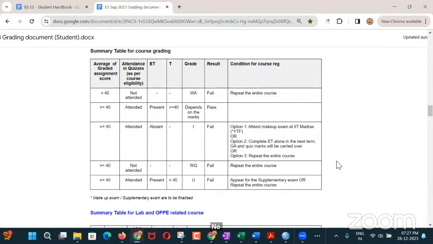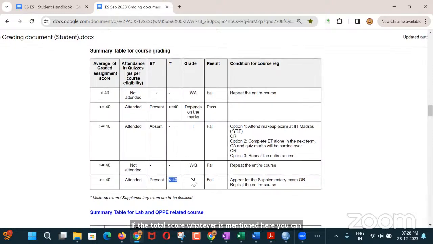If we add that bonus, will that increase it? Can we use that bonus mark if it is very close? You should include that bonus mark. Everything is included. If the total score, in spite of including everything, whatever is mentioned here, you can see this, right? If it is less than 40%, only then you will get a U grade. Otherwise, your course is considered as pass. You can see it here. Okay, sir.